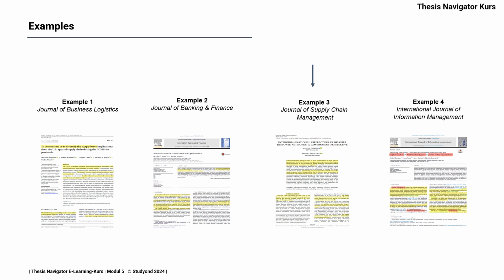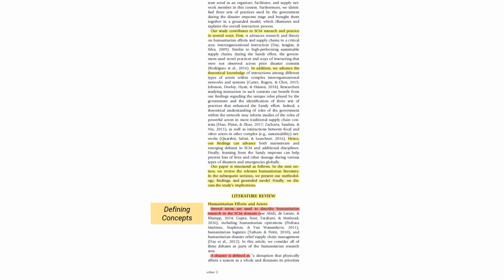The next publication we present as an example is an empirical study that investigated the best practice measures of government organizations during natural disasters like Hurricane Sandy. If you take a look at the publication, you will see that they also begin their literature section by defining key concepts relevant in their context. For example, they clearly define what they mean by a natural disaster, citing an existing definition from the literature. Specifically, they write, "A disaster is defined as a disruption that physically affects the system as a whole and threatens its priorities and goals."